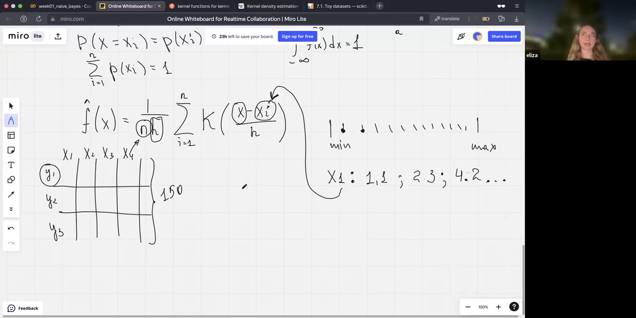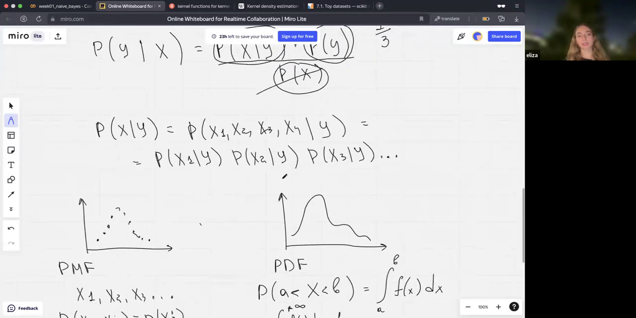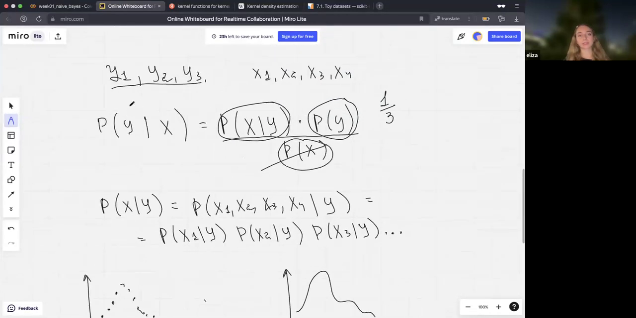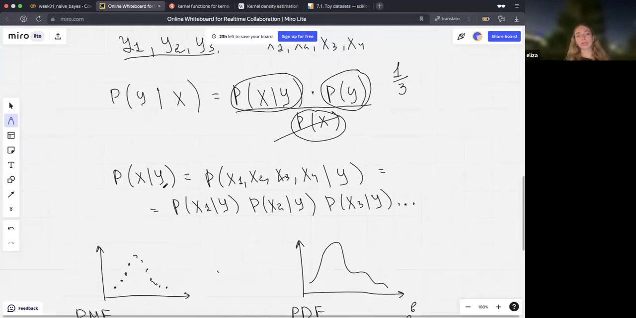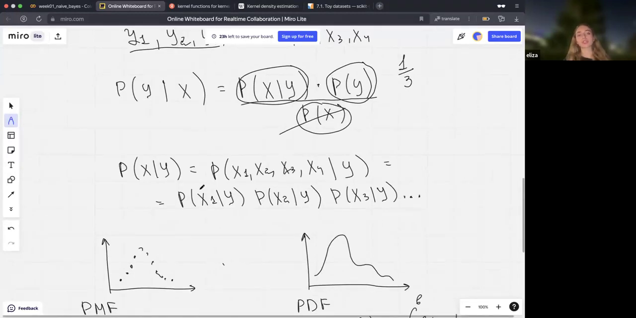And this method allows us to get a more precise description of data distribution. And if we understand the data distribution, we can calculate this part in the naive Bayes formulas and then get predictions for new data. So we learn the distribution of features for every target. And then we can use it for new data in the formula.